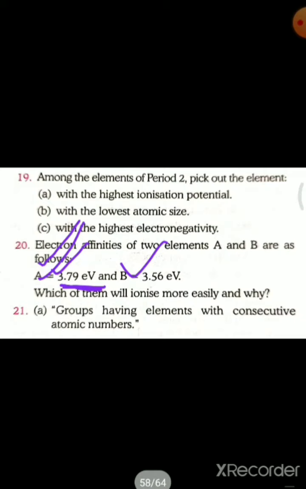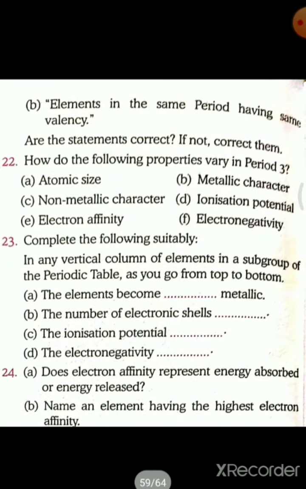Then 21. Groups having elements with consecutive atomic numbers, and elements in the same period having the same valency. Are the statements correct? If not, then correct them. So yes, both are correct statements. If elements are in the same group, obviously they have the same valency, and they have consecutive atomic numbers also. So both statements are correct.